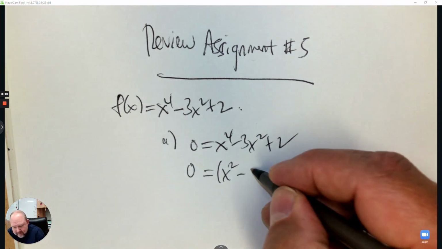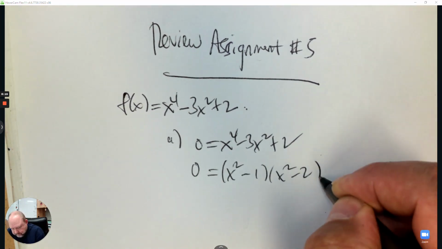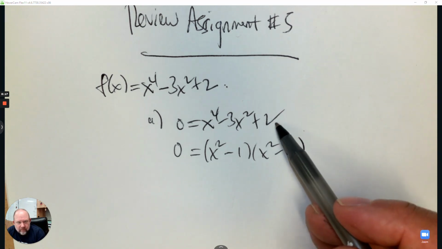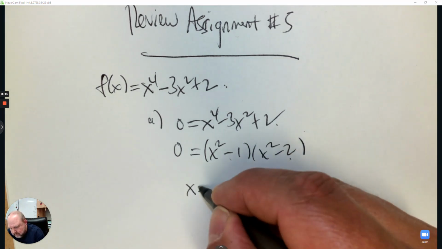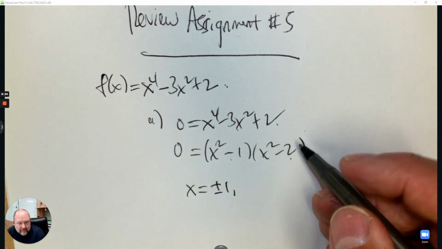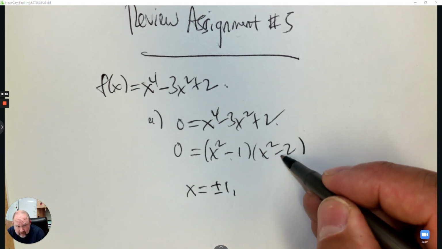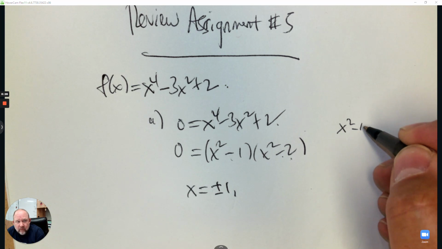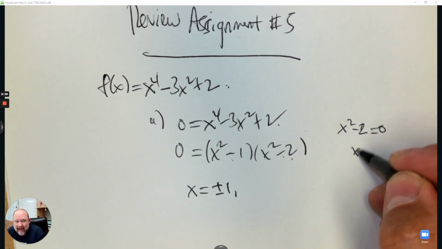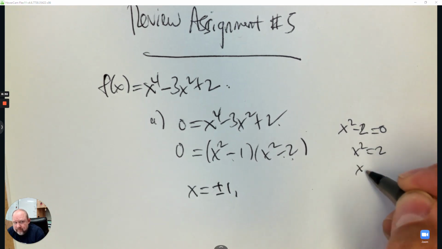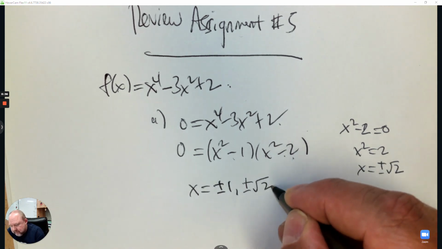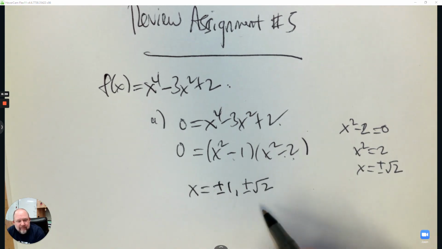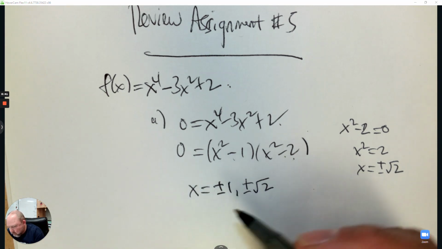So two numbers that multiply to 2 and add to -3. The zeros here are positive and -1. If I take x squared minus 2 equals 0, I add 2 and square root, and I get positive and negative root 2. So we have 4 zeros, positive and -1, and positive and negative root 2.